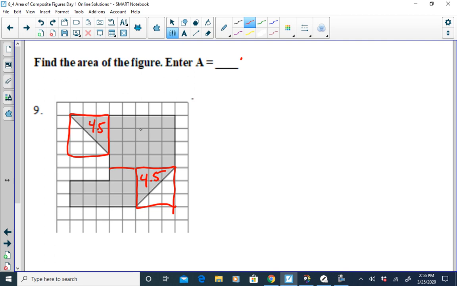And then we could just fill in the rest of this. Actually, I probably should have done it this way, but that's okay. We'll do it this way. 5, 10, 15, that's 20. 3 and 3 is 6. That's 6. So we have 6 and 6 is 12, and 20 is 32. 32 and 9 should be an area of 41 square units.